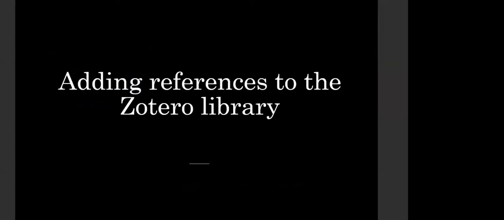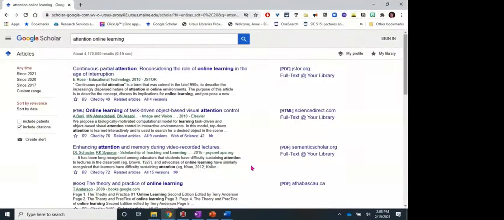Now, how do you get all of those references into the Zotero library in the first place? Well, it's actually really simple with the browser plugin and the ID wizard, although you can do it manually, and I'll show you how to do that too. First, let's look at using the browser plugin to get references.